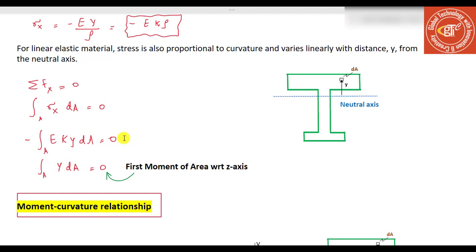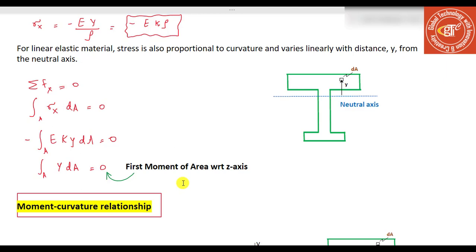Because the curvature kappa and modulus of elasticity E are non-zero constants at any given cross section of a bent beam, they are not involved in the integration over the cross section area. So we drop them from the equation and obtain the integral over A of y dA equal to 0. This equation is the first moment of area with respect to the z axis. In other words, the z-axis must pass through the centroid of the cross section.